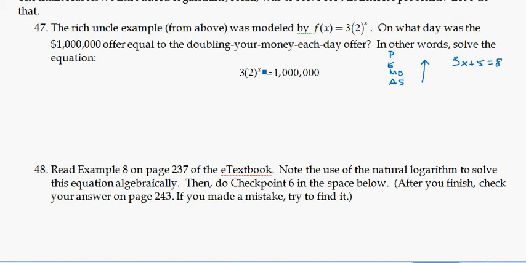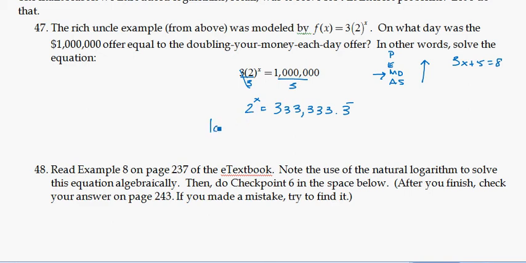So here, if I want to get x by itself, I notice I have multiplication and exponents. I want to do the multiplication or division first, so I'm going to divide both sides by 3. I'll be left with 2 to the x is equal to 333,333.3 repeating. Now, how do I get rid of this exponent? How do I undo exponential base 2? Well, that's the new skill we've just learned.